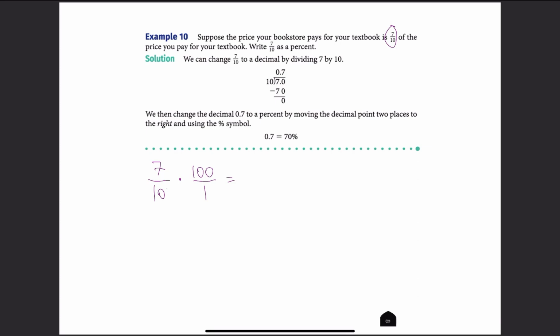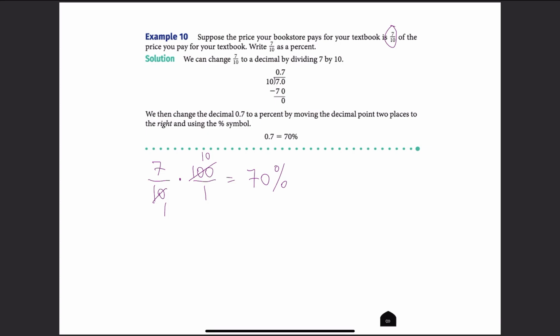Now I could reduce here a little bit. 10 goes into 10 once and into 100 10 times. So 7 times 10 is 70. And I have ones on the bottom, so I don't need them. But to show that I multiply by 100, I need to add the percent symbol. So I can multiply by 100.